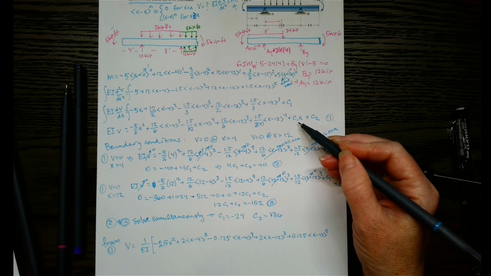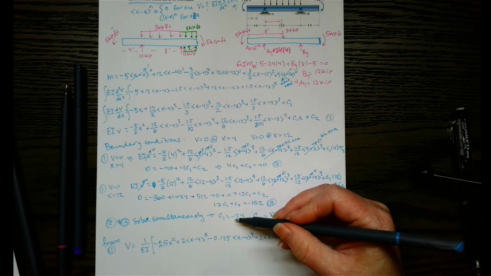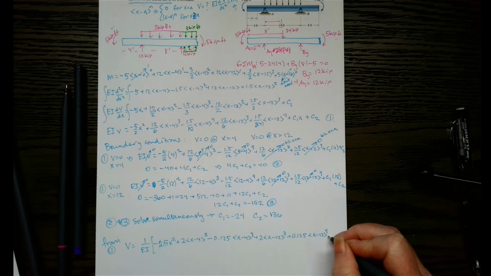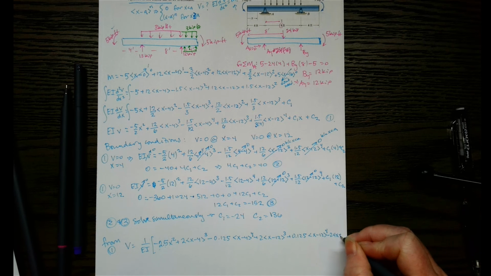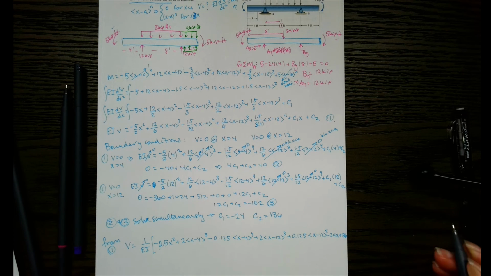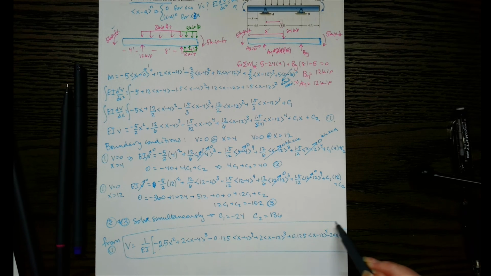And then we have plus C1x. So C1 is negative, right? So we're going to have negative 24x plus C2, which is 136. And then put a bracket. And that's it. All right. So there you have it.